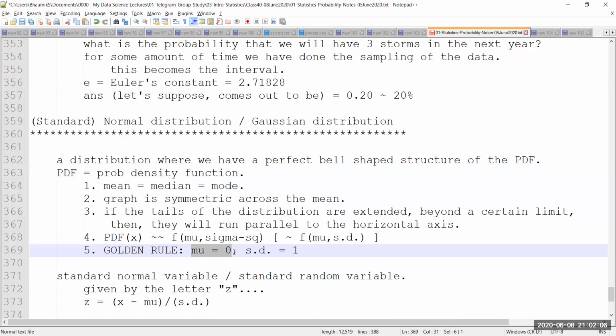The answer is no. But then why is this rule saying that mu is equal to 0, SD is equal to 1? It's because it is basis the PDF. On the probability density function on y-axis, we have the probability or the density of the probability. And on the x-axis, we have the range or the histogram basis some class interval, irrespective of how small, how big the bins are. And then we simply join the dots to create the PDF.